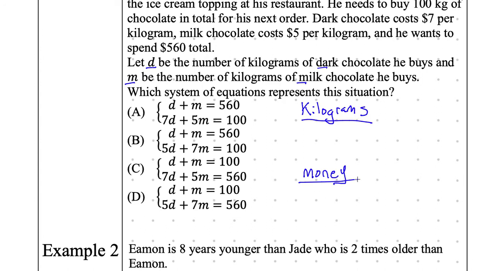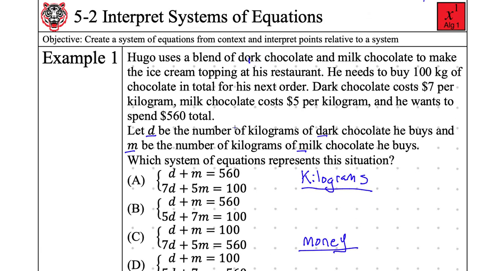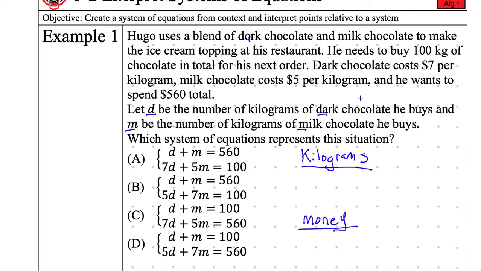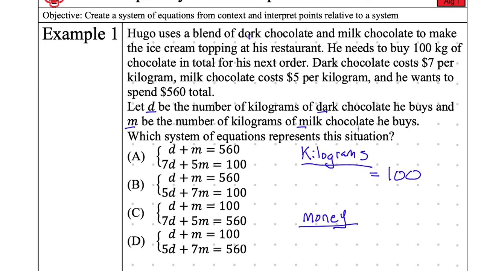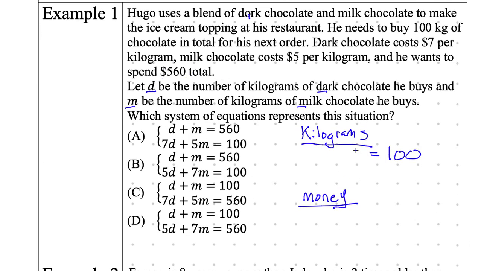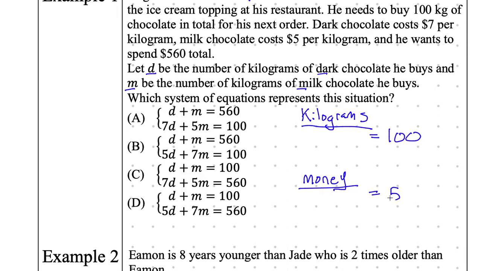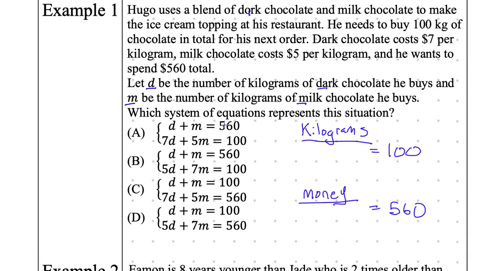Those are the two things, the two units that are happening in this problem. So always pay attention to units. That's sometimes a good way to figure these out. So in terms of kilograms, a total of 100 kilograms. So something plus something is equal to 100 kilograms. And I also have a total of $560. And that makes sense because 560, 100, those all make sense so far.